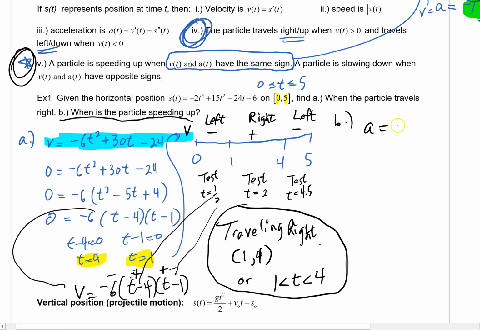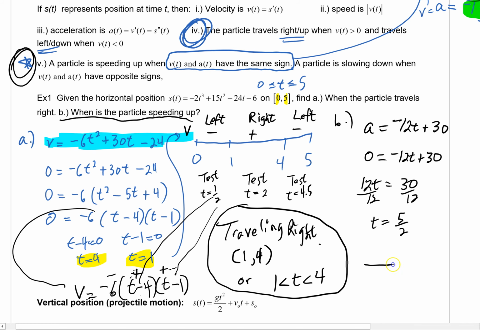Well, your acceleration function is going to look like this. Take your derivative. You get negative 12t plus 30. And that's great. Sometimes that's all you'll be asked to do for a problem. But if I'm interested in the sign of acceleration, I'd like to set it equal to 0. I'm going to add a 12t over here and divide by 12. And 30 divided by 12, I can divide out a 6 from both of those, and we'd get 5 over 2, or 2.5.